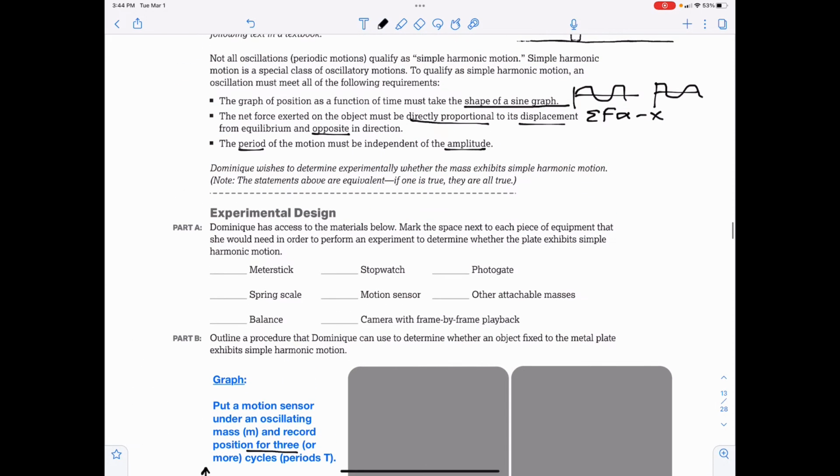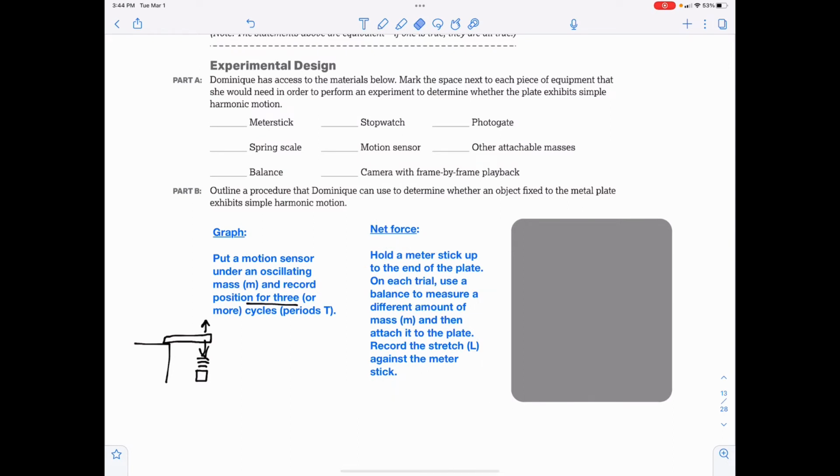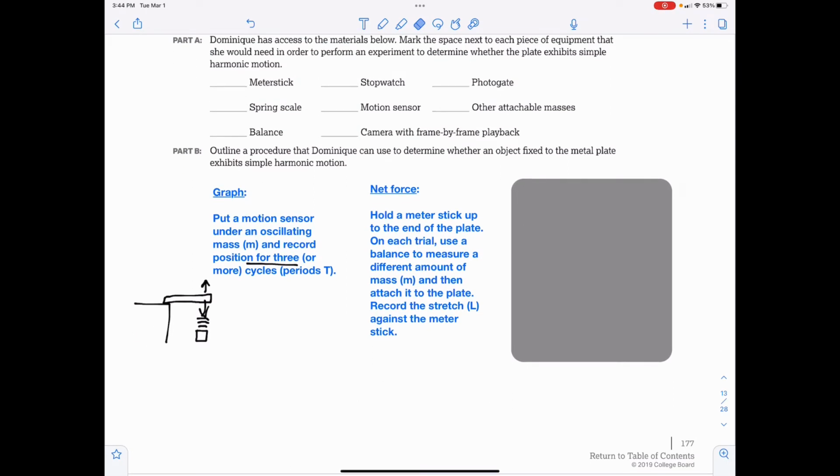The next piece of criteria is that the net force is directly proportional to displacement, but opposite in direction. Well, we can hold up a meter stick to the end of each plate. On each trial, use a balance to determine different amounts of mass, M, and then attach it to the plate. Record the stretch against the meter stick. So here's the edge of the table. If we put a mass at the end of it, it's going to bend down a little bit. This was the distance L that it's bending down. So we're recording that.